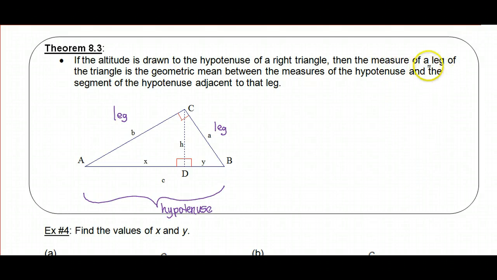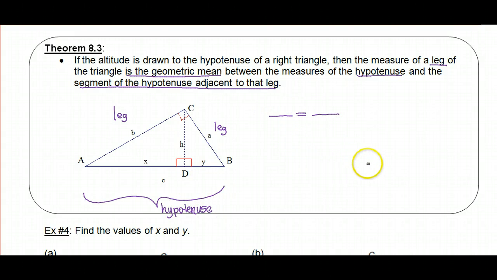So the measure of a leg is the geometric mean between the hypotenuse and the segment of the hypotenuse adjacent to that leg. That's why I said it sounds a little confusing when you look at it in words. So that's why we have everything labeled with different variables here.